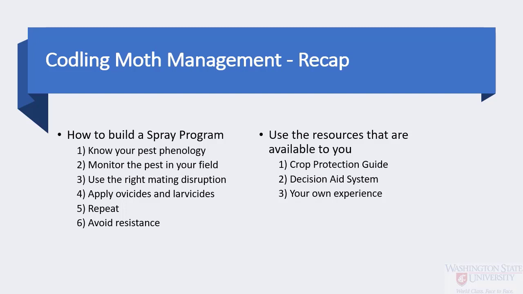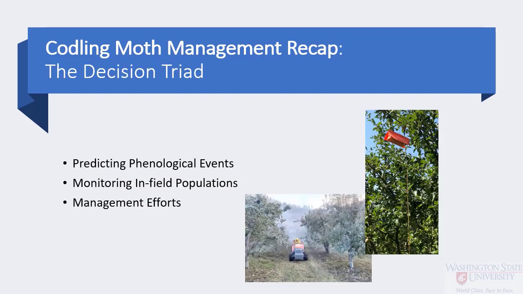And use all the resources that are available. DAS and the Crop Protection Guide take a lot of the guesswork out. And most of all, you know your farm better than anyone. Be vigilant and keep an eye on problem areas. Use the decision triad for codling moth management to take advantage of the selectiveness of ovicide and larvicide chemistries.